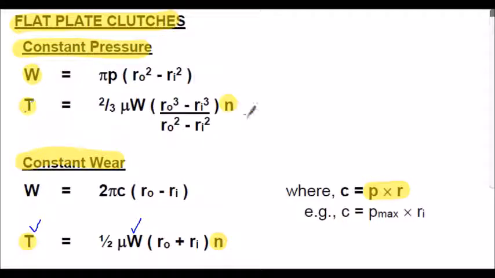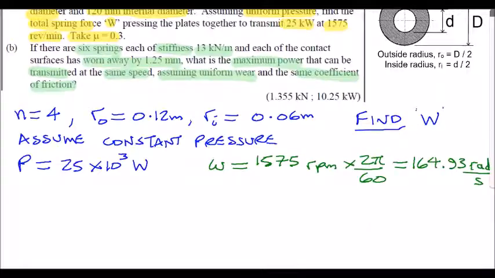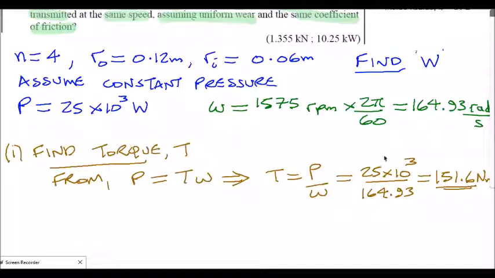So I've got a number of plates, so I can rearrange that equation to find W in that case. That's quite straightforward, really. We're going to, first of all, find the torque we need. So 151.6 newton meters, I find for my torque there. Now we're going to rearrange the equation for the constant pressure to find the actual force applied.